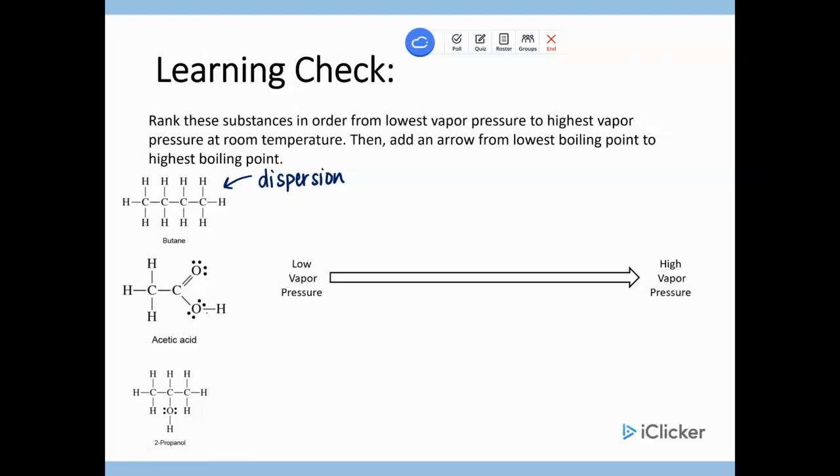Acetic acid, we have a hydrogen bonded to an oxygen. So this can have hydrogen bonding intermolecular forces. And in 2-propanol, we also have an oxygen bonded to hydrogen. So this can also have hydrogen bonding.